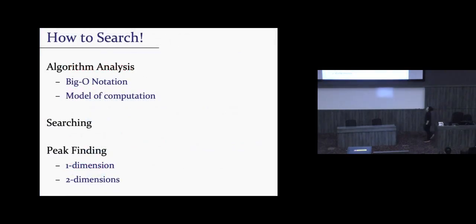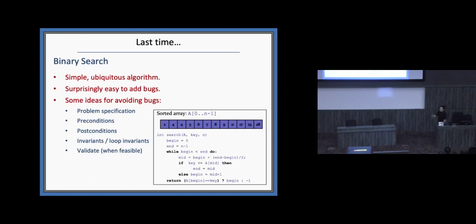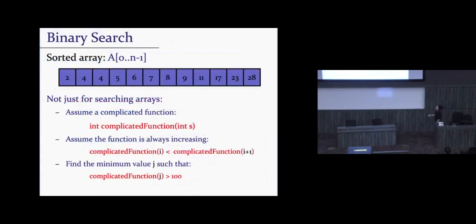Okay, so let's get back to algorithms and talking about how to search, right? Last time we talked about binary search. We talked about how it's very easy to add bugs and stuff like that. And we also talked about how to solve other sorts of problems with it, right? So what I mean by this is that we kind of said, look, it's not just for searching values in an array.